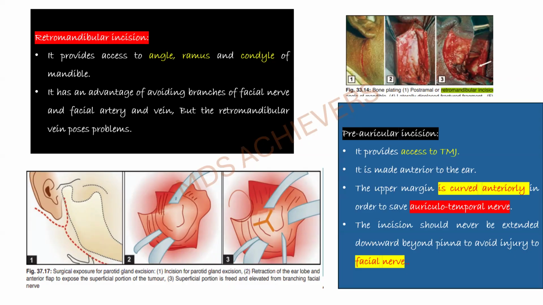Coming to the preauricular incision, it provides access to the TMJ. You can see in the image, it is given in the preauricular area. The major important access provided by this preauricular incision is to the TMJ. It is made anterior to the ear, and the upper margin is curved anteriorly in order to save the auriculotemporal nerve. The incision should never be extended downward beyond the pinna, to avoid injury to the facial nerve. If it extends, it is going to damage the facial nerve.